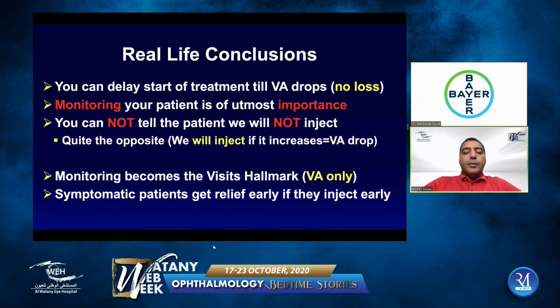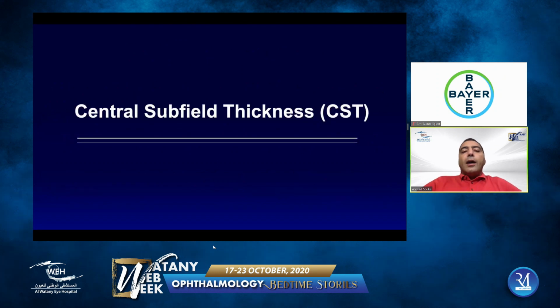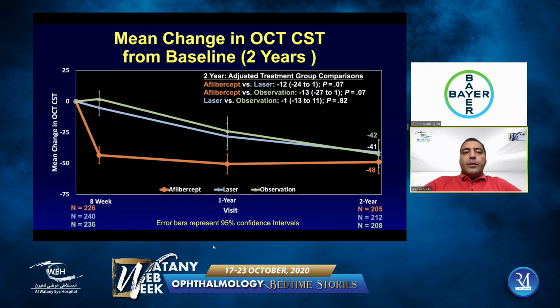Symptomatic patients, in my opinion, should get some relief if they cannot function in the society. If you look at the anatomy, you find something very exciting here. At 1 year, the aflibercept group has, of course, better anatomy. But at the end of 2 years, the anatomy was similar in the 3 arms. Why? Because the patients who did drop in vision received injections and improved their anatomy.